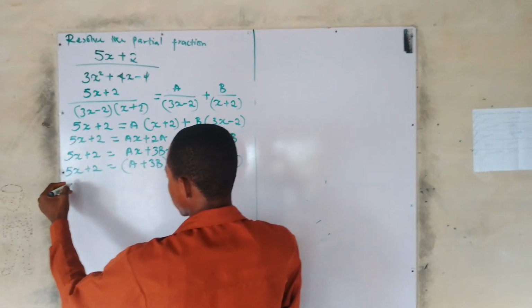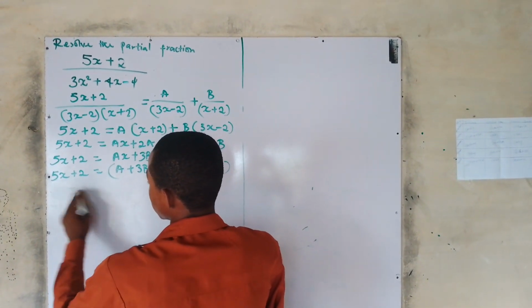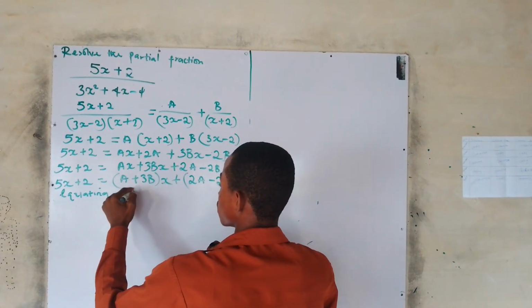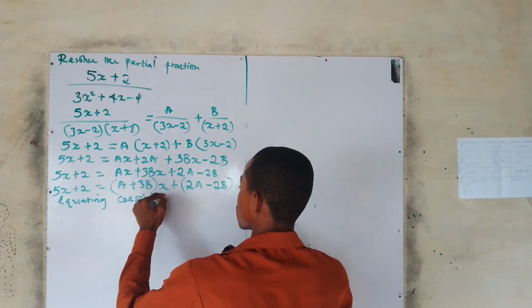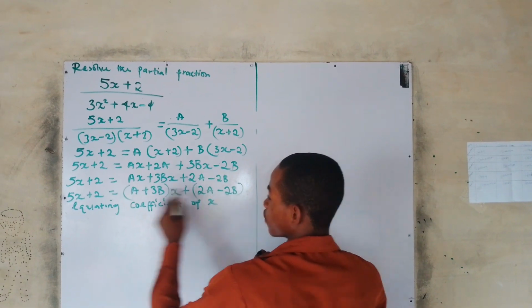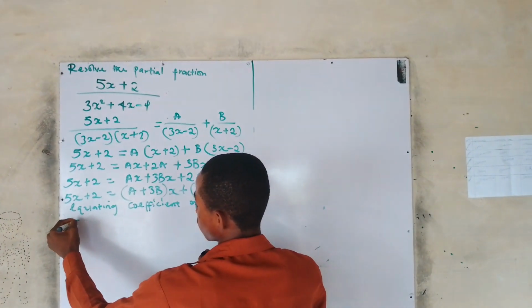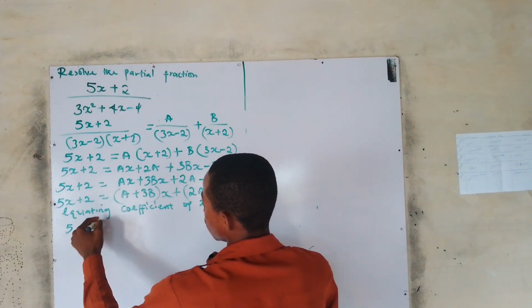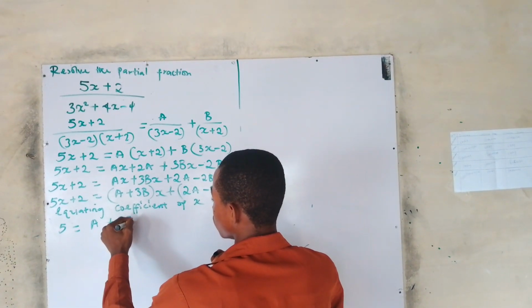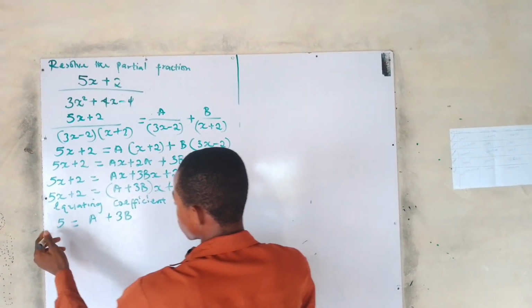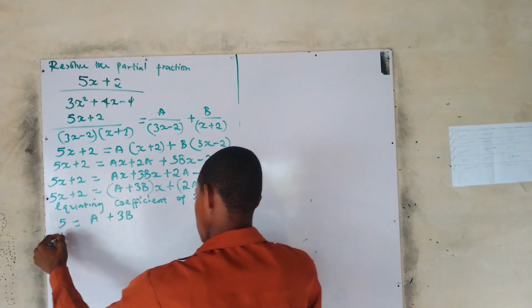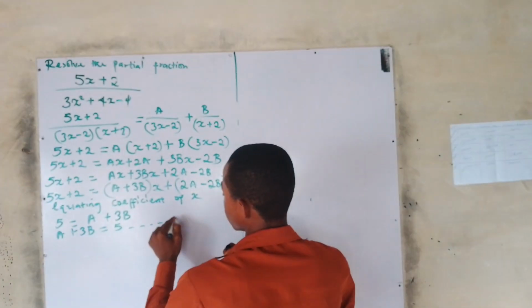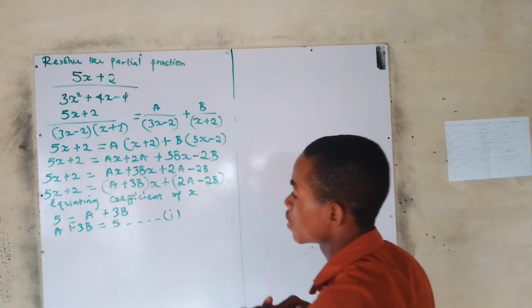So now we'll have, equating coefficients of x, what is the coefficient of x here? 5 is equal to, what's the coefficient of x on the right hand side? A plus 3B. So you can as well say that A plus 3B is equal to 5, giving us equation 1. Are you guys seeing it?